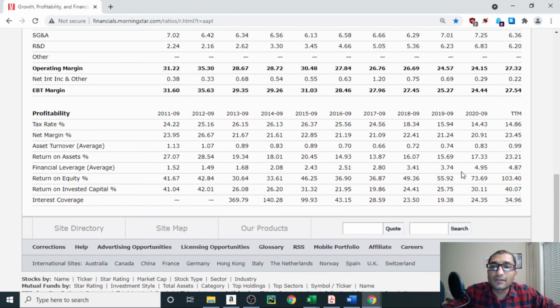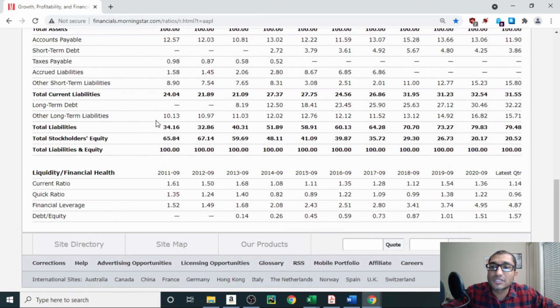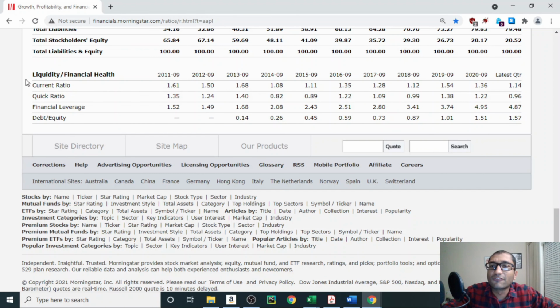For the year 2020, the company's interest coverage was about 24.35 times, and for the trailing 12 months, it's about 34.96 times. Now let's look at the company's financial health, focusing on the company's liquidity ratios. The first item on the list is the company's current ratio, which compares the company's current assets to its current liabilities. Ideally, we want the current ratio to be greater than 1.0. Back in 2011, the current ratio was 1.61, and for the latest quarter, it's at 1.14.